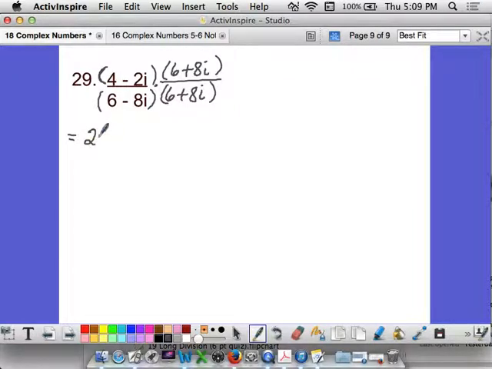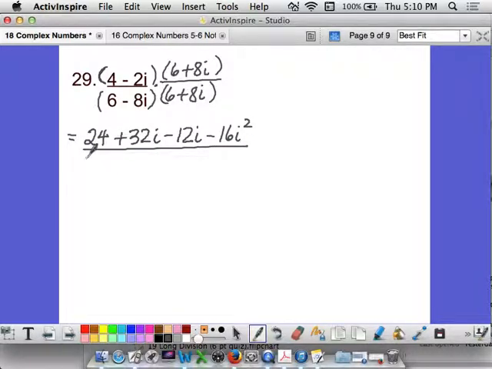4 times 6 is 24. 4 times 8 is 32i. Negative 2i times 6 is negative 12i. And negative 2i times 8i is negative 16i squared. By now, when you see i squared, it should really kind of jump out at you.